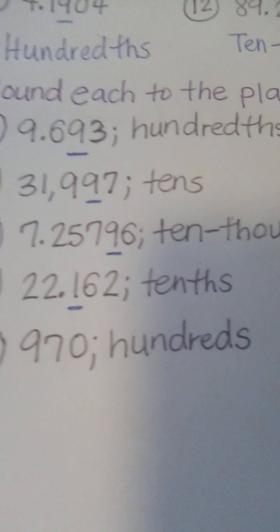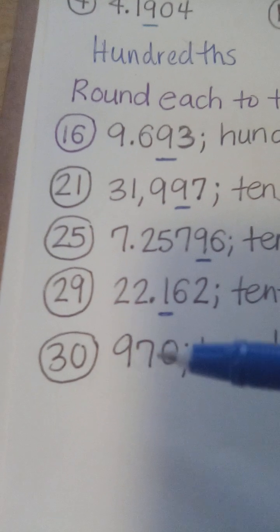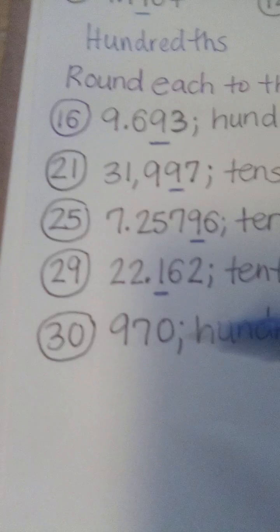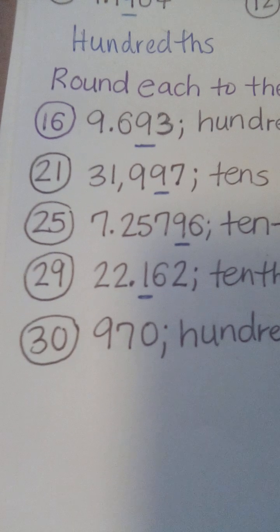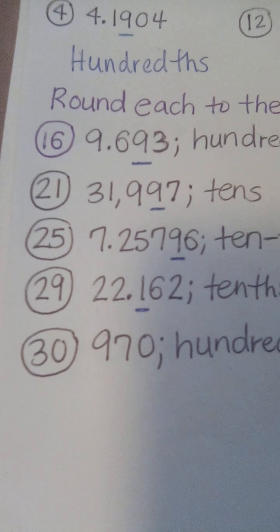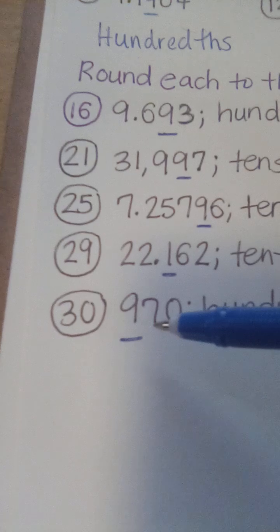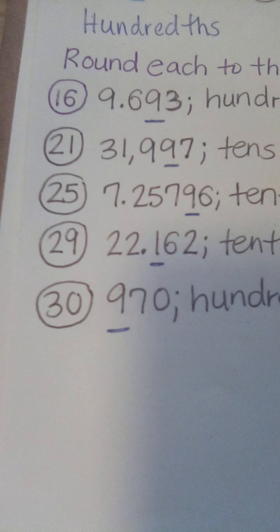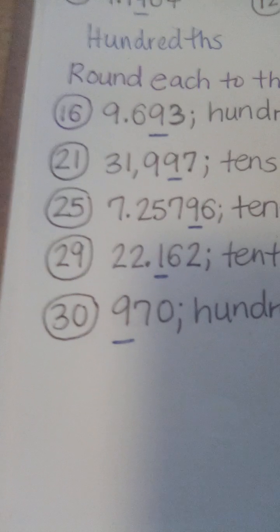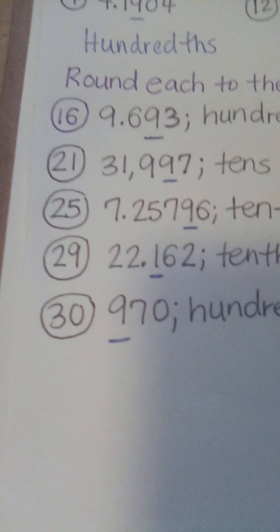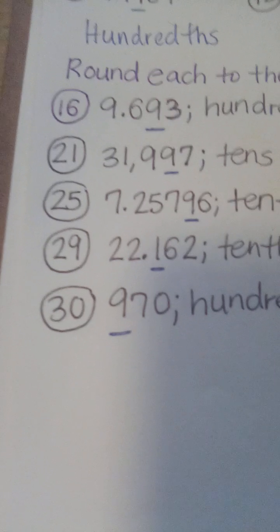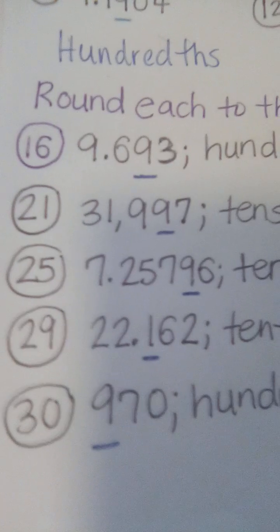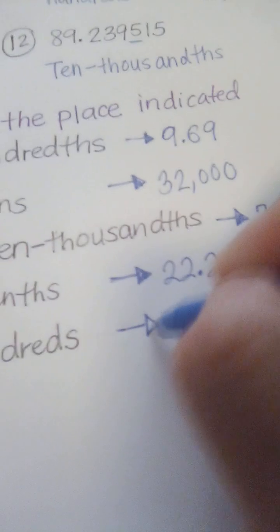970. We're looking at the hundredths place. Is it on the first digit, second digit, or third digit? If you said the first digit, you're correct. Very good. Let's look at the number right next to it. Is it 5 or higher? Yes. So it will become which number after the number 9? A 10. So it'll be in the thousands. It'll be 1,000 as the final answer.